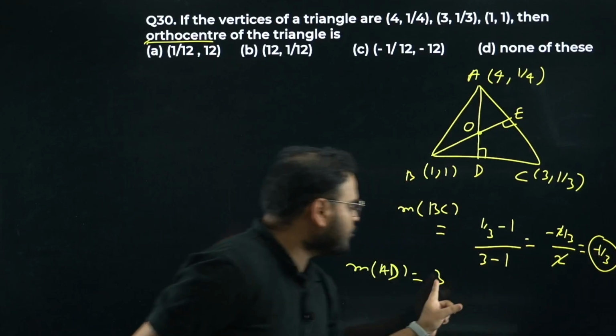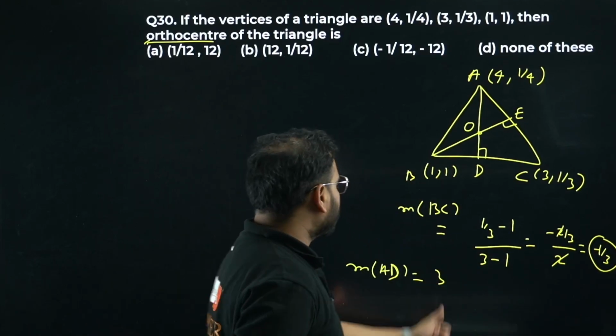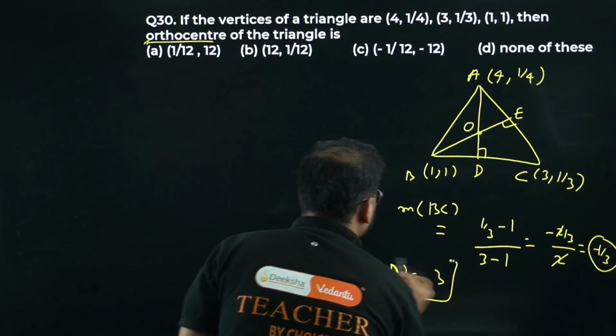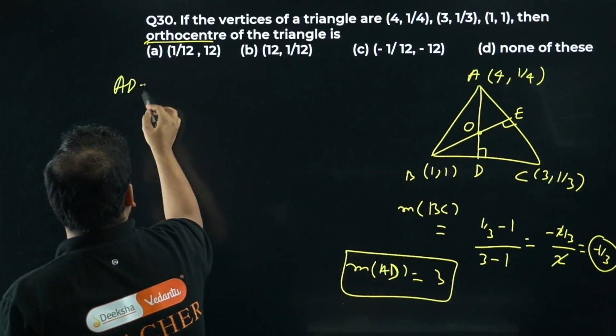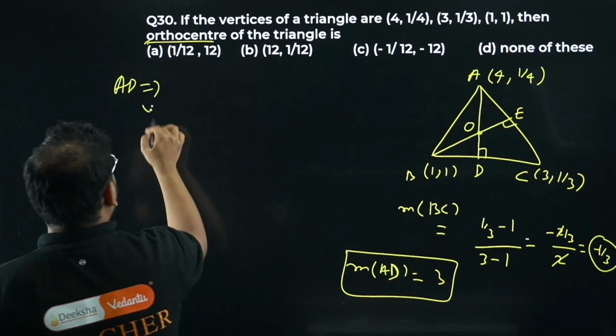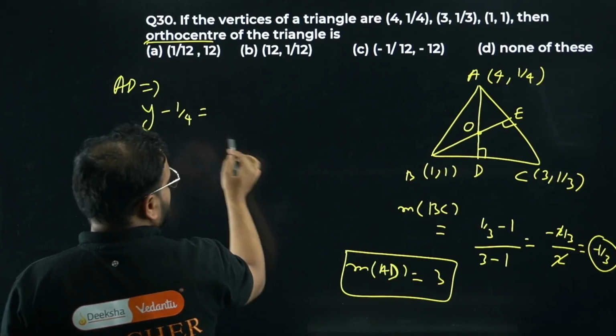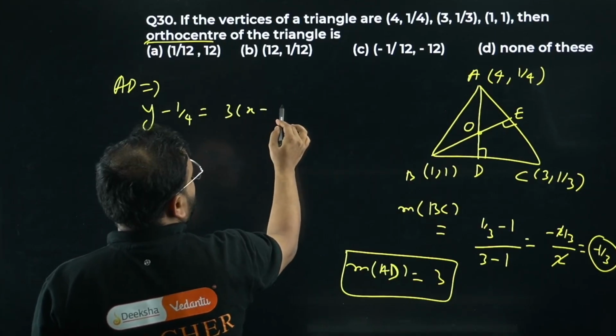Minus 1 by 3 into 3 is minus 1 only, right? Okay, so this is going to be 3. Now can you find the equation of this line AD? So for AD what we have, sir? For AD we have y minus 1 by 4 equals m, which is 3, into x minus 4.